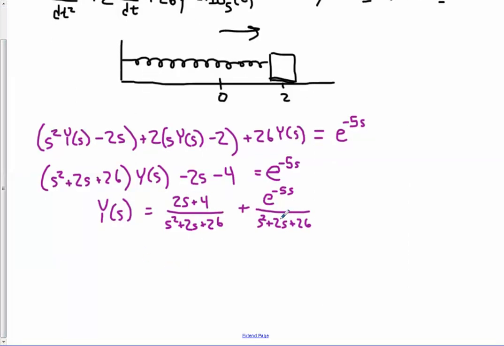normally at this point we would try partial fractions, but I think we're going to find that partial fractions won't really do anything for us. The s squared plus 2s plus 26 is not factorable. Your b squared minus 4ac is negative here, so this just doesn't have two real roots. It can't be factored, and therefore the partial fractions, we can't decompose this into separate fractions with linear denominators. It just won't work.